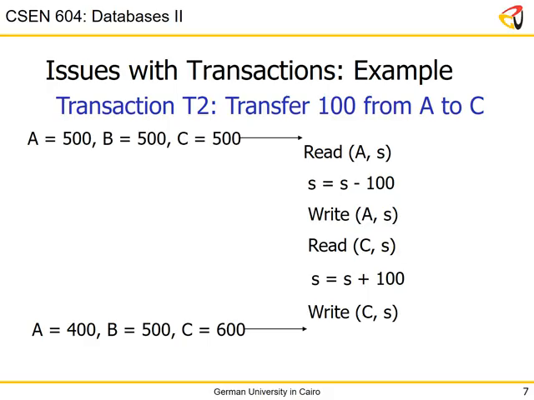I start with 500, 500, 500, and I end up taking 100 from A and adding it to C. So C becomes 600. Now, I have two transactions. One of them is transferring 100 from A to B, and the other one is transferring 100 from A to C.